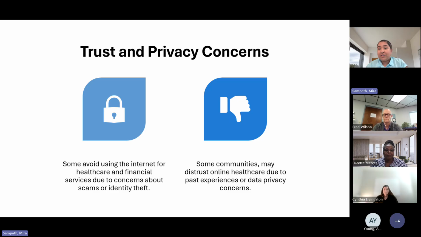And again, trust and privacy concerns. I did mention this a bit earlier, but a lot of people avoid using the internet for healthcare and financial services because they're concerned about scams or identity theft. And some communities may distrust online healthcare as well due to past experiences or data privacy concerns.